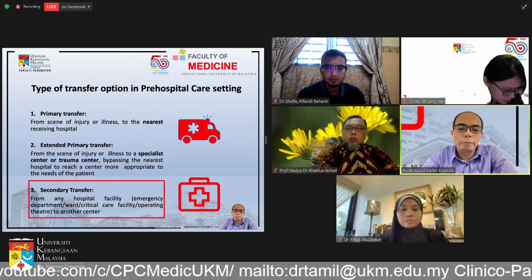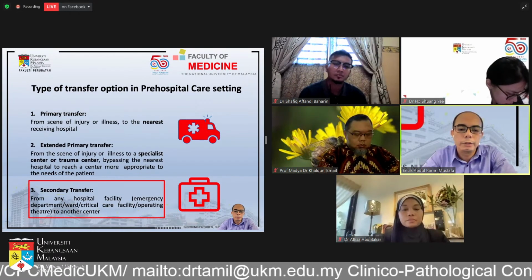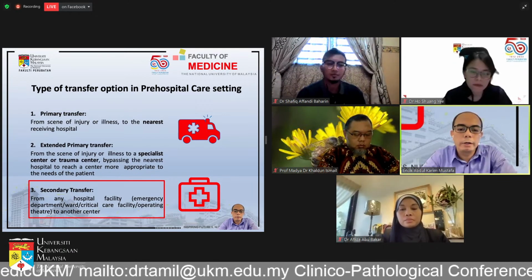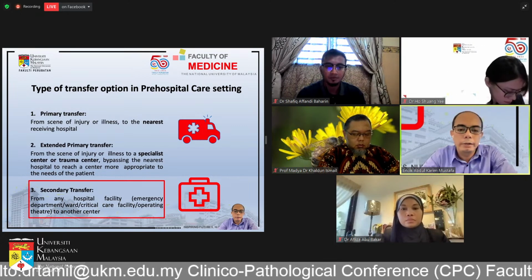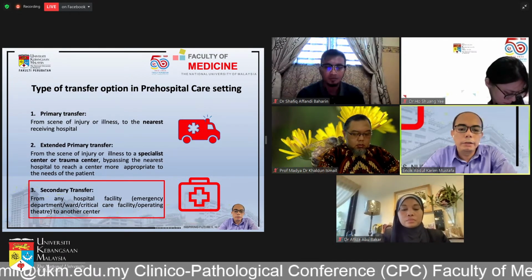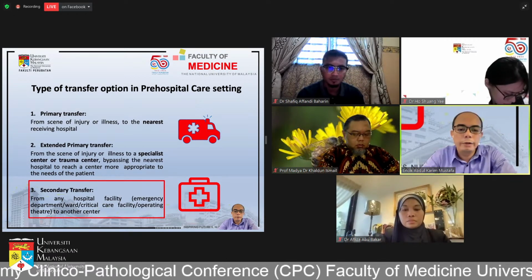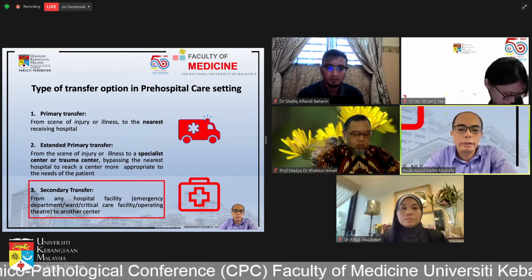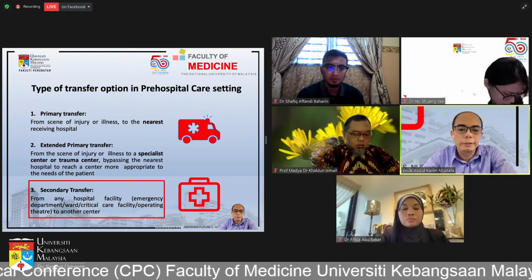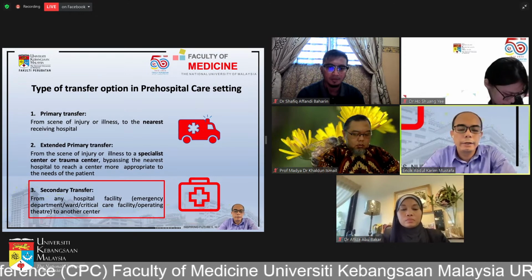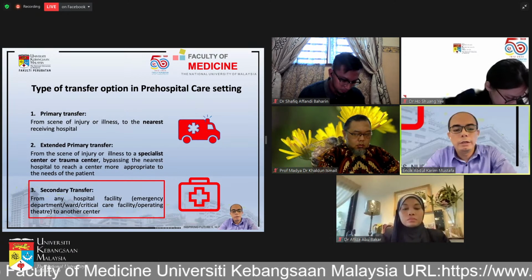It is when we respond to the patient, like in this case, and then we send them to the receiving hospital. Currently, we have a good coordination between the hospitals in the Klang Valley, and also in other states. The victim or the bystander has to call 999, and then the ambulance can go to the incident site. That is the primary transfer, meaning a call to 999, the ambulance comes to the incident site, and after that the patient is sent to the receiving hospital.